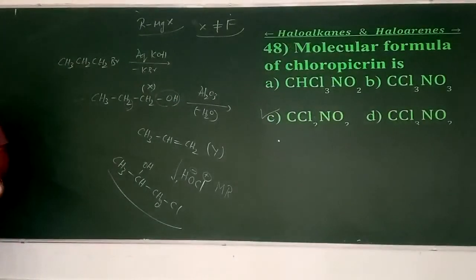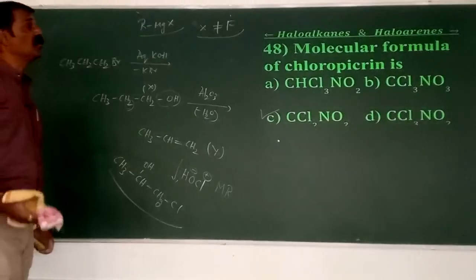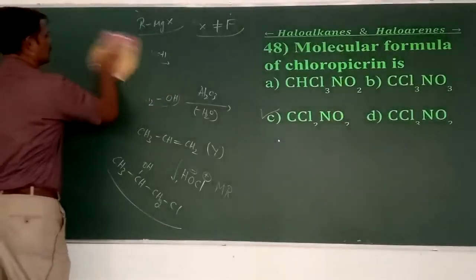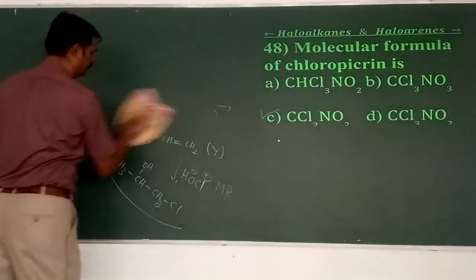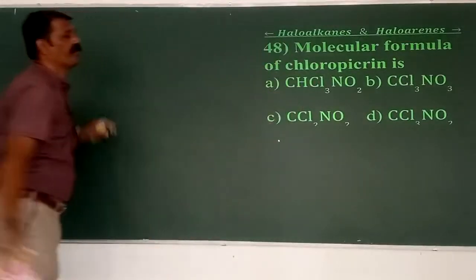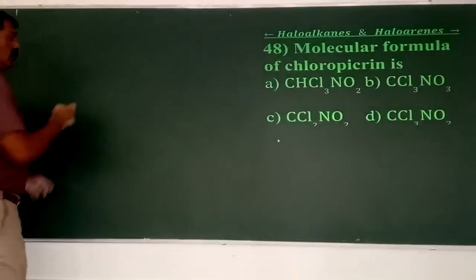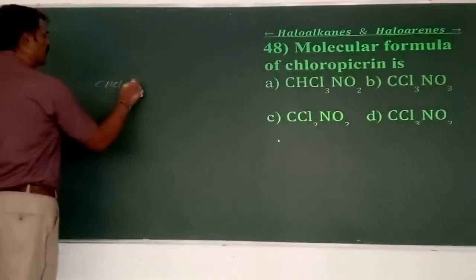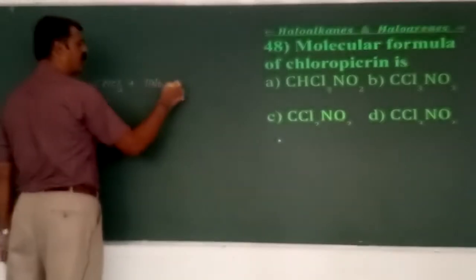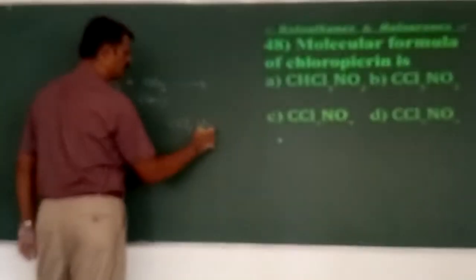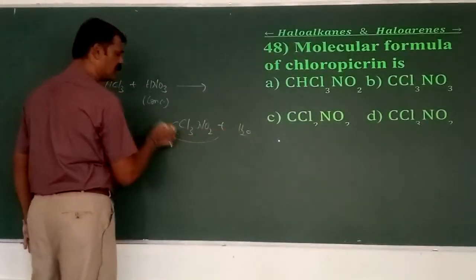Let's have 48 here. Molecular formula, which one? Chloropicrin. What is chloropicrin first? I think you have heard about chloroform. When this is made to react with concentrated nitric acid, it forms CCl3NO2 plus H2O as a byproduct.